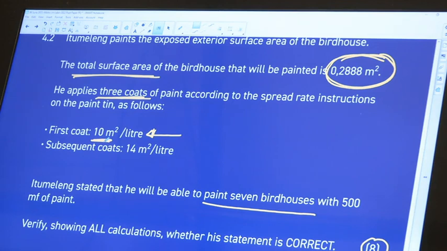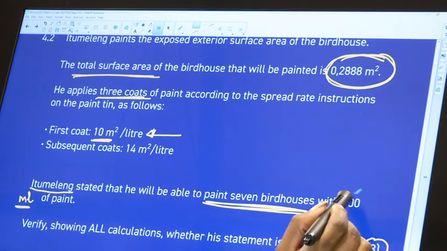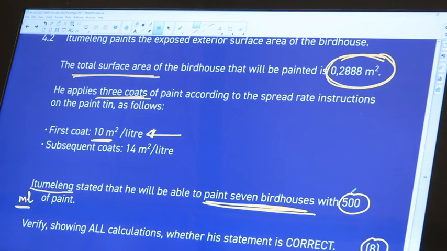The best thing to do here is, we are moving from known to unknown, and in moving from known to unknown, we want to know how many milliliters of paint we are going to use for 7 birdhouses. So Itumeleng is saying to us we're going to need 500. Let's go see what we are going to do.